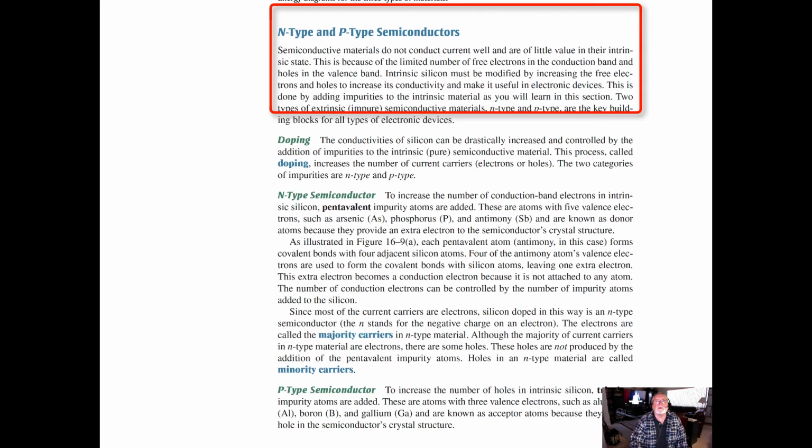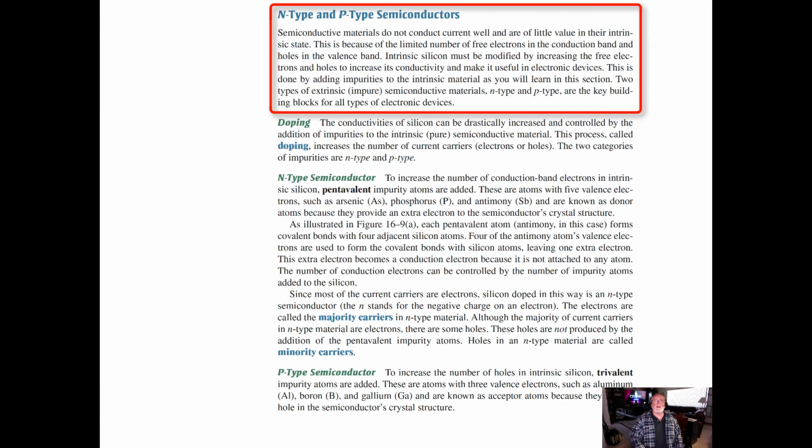P and N type material for semiconductors. Semiconductor materials do not conduct well and are of little value in their intrinsic state. This is because of the limited number of free electrons in the conduction band and holes in the valence band. Intrinsic silicon must be modified by increasing the free electrons and holes to increase its conductivity and make it useful in electronic devices. In doing that, that's how we control the flow of electrons.